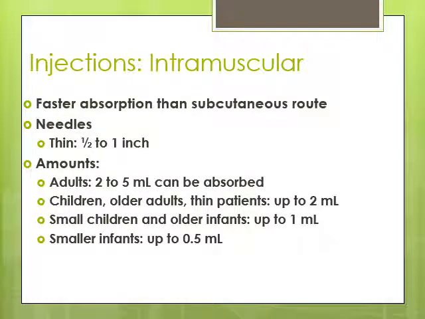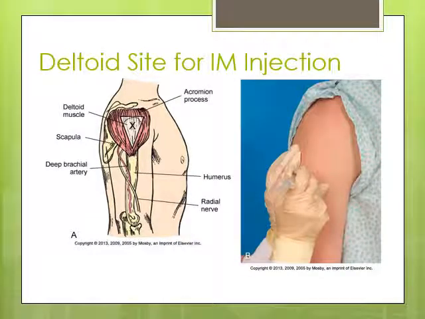Intramuscular injections have faster absorption than the subcutaneous route. The needle is thin, half to 1 inch. Amount of medication given in the intramuscular route: for adults, 2 to 5 ml can be absorbed. For children, older adults and thin patients, up to 2 ml. Small children and older infants, up to 1 ml. Smaller infants, up to 0.5 ml. The deltoid site for intramuscular injection is clear here in the picture.